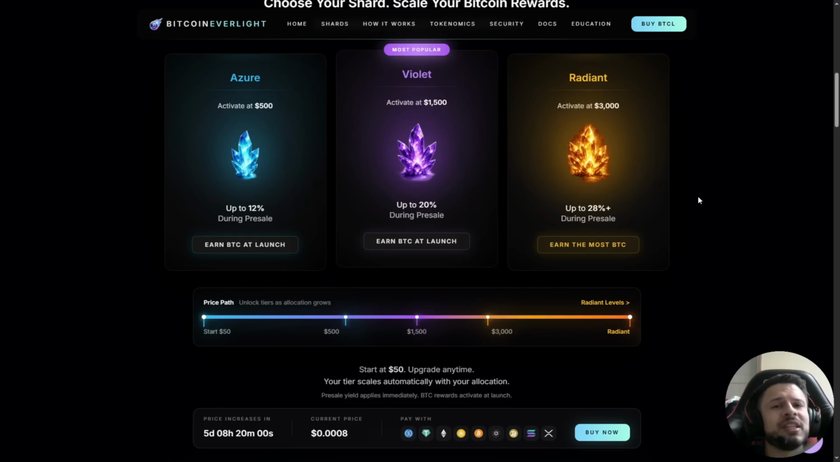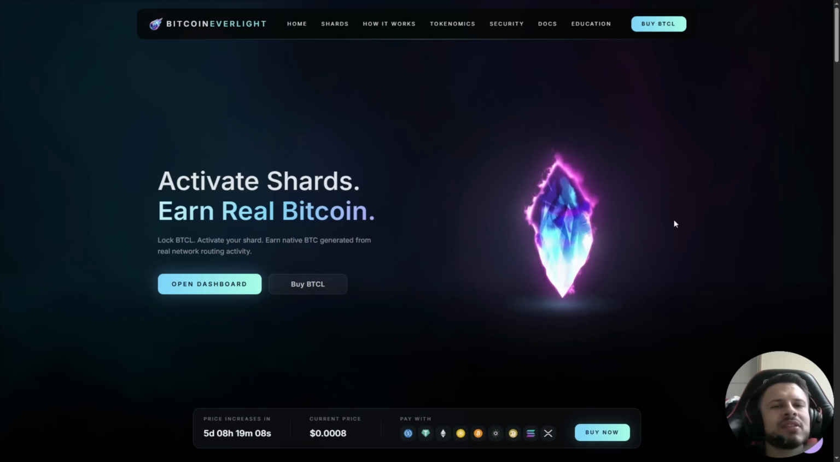Specifically, shards receive a share of Bitcoin-denominated transaction routing fees generated by the validation node network. That means the more the network is used, the greater the reward pool becomes. This transforms the system from a presale incentive model into a live network economy. Once the network launches, shard status becomes dynamic.